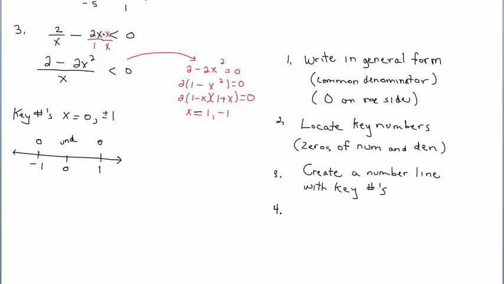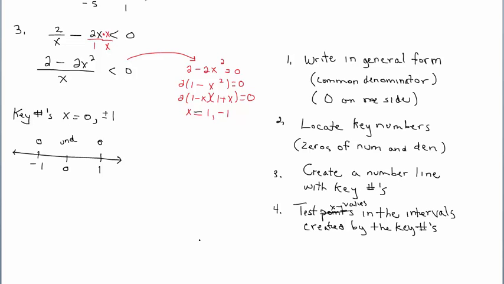Okay, step 4. We're going to test some x values that fall in the intervals created by our key numbers. Test points are x values. Okay, what does that mean? Well, come over here and let's look at this set of values that come up from negative infinity to negative 1. It doesn't matter what number you choose, just choose any one of those numbers. Say, for example, negative 2.